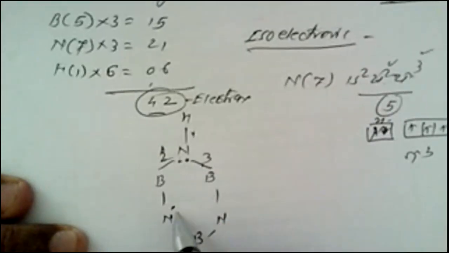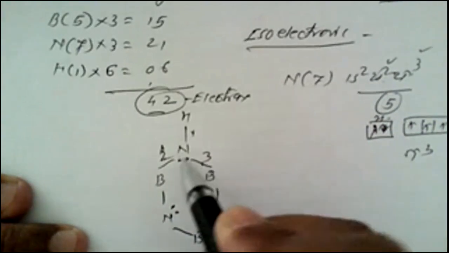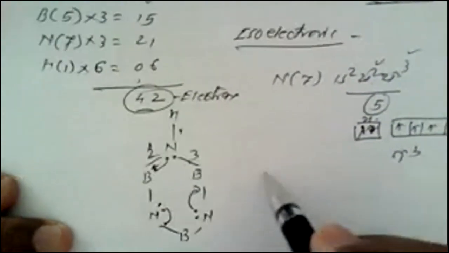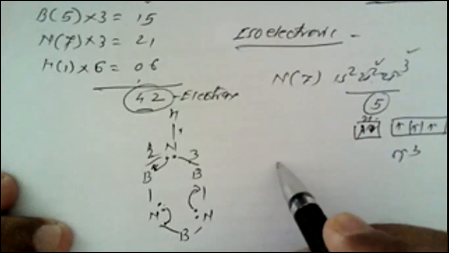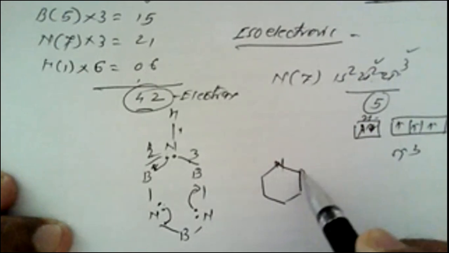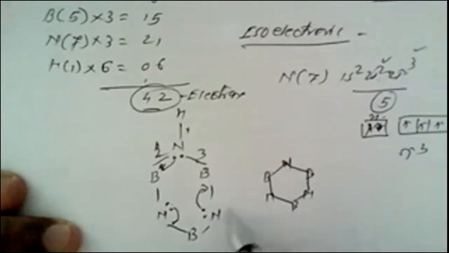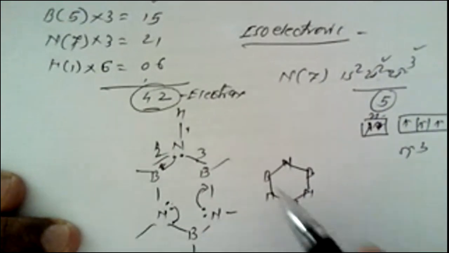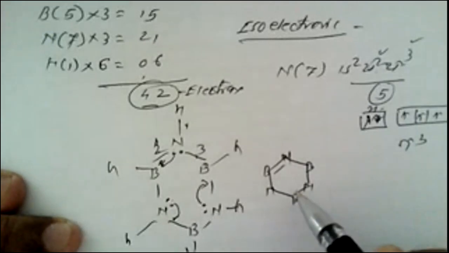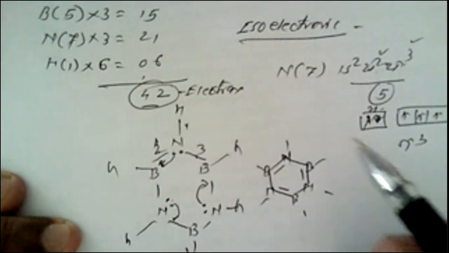So every nitrogen is having a lone pair of electrons, which is contributed to form the pi bonds in this structure, and hence we can show the structure for borazine like this: nitrogen, boron, boron, nitrogen, nitrogen, and boron. Here 6 hydrogen atoms are also there. So B3N3H6. Here we can find that alternately double bonds are there.